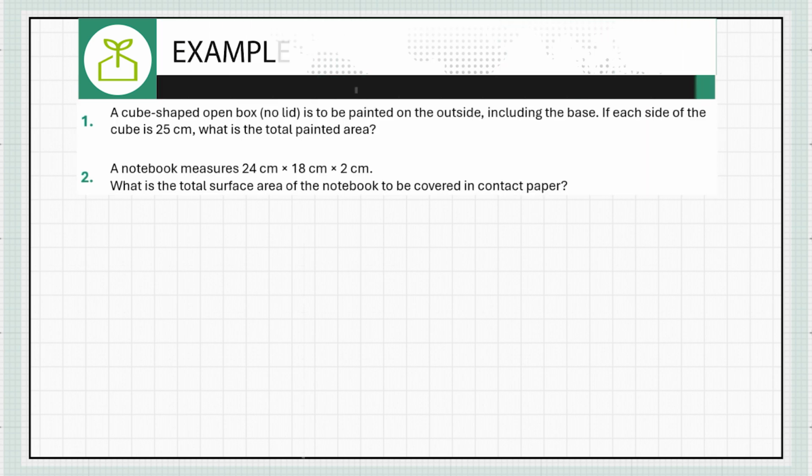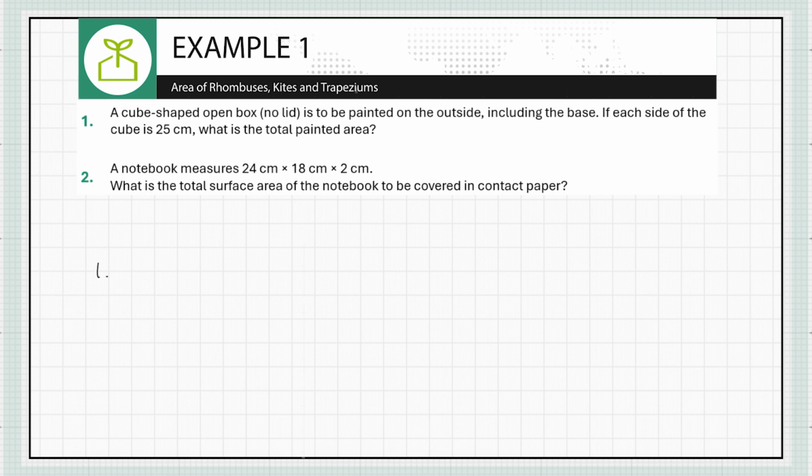Alright, in this video we're going to be looking at a couple of questions that have to do with word problems involving surface area. The idea behind these is, instead of using the diagrams, to draw your own diagram and interpret the information on the basis of what you have drawn.